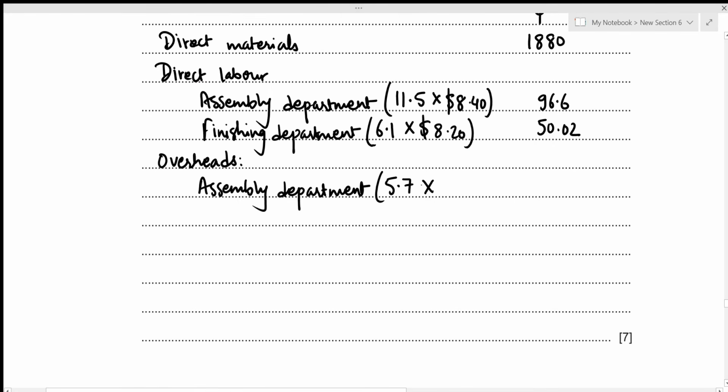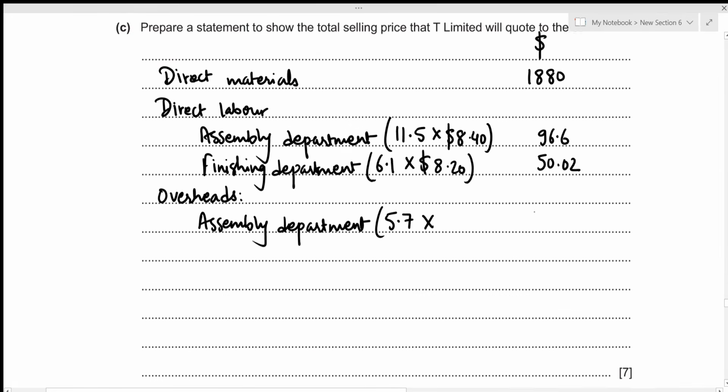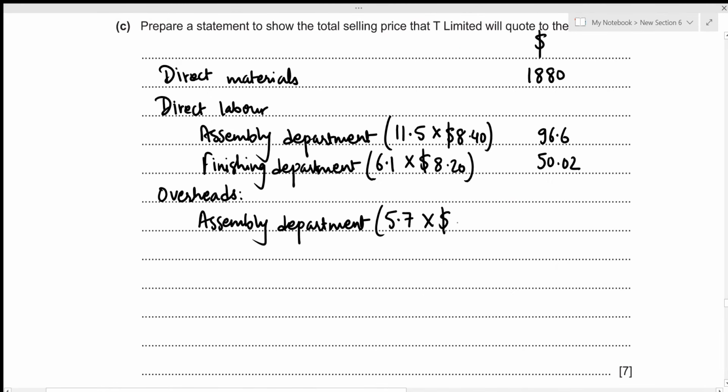And we figured out the overhead absorption rate in the second part. Let's have a look. It was 40.56 per machine hour. Because it was per machine hour, we have to multiply it with the total machine hour, which we just wrote down as 5.7. Now we will multiply it with the rate of 40.56. Let's do that. This gives us the total overheads for our assembly department to be 231.19. We'll be repeating the same process for finishing department.